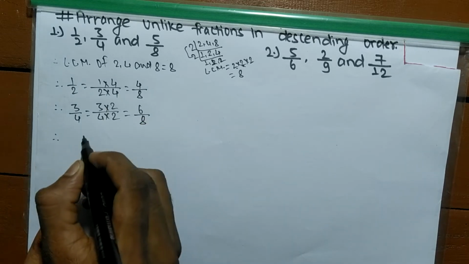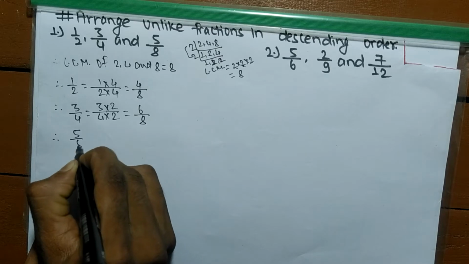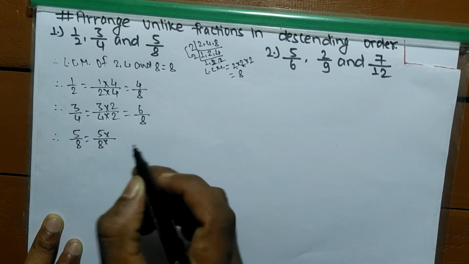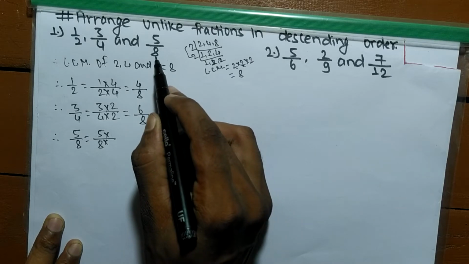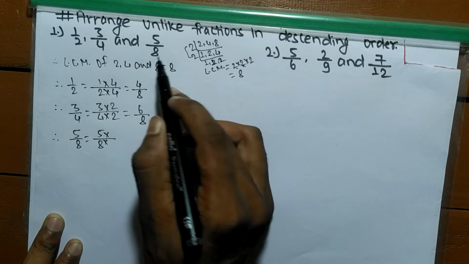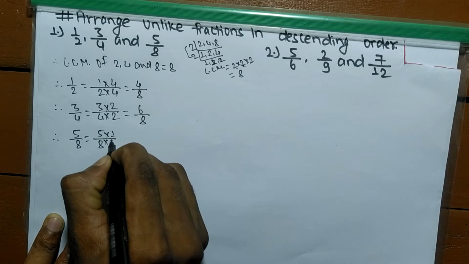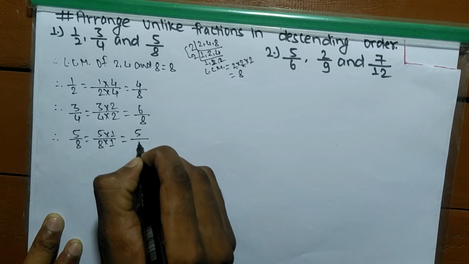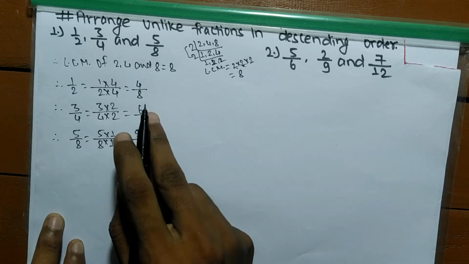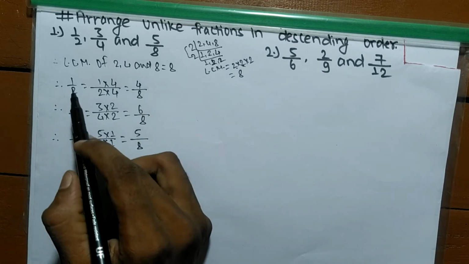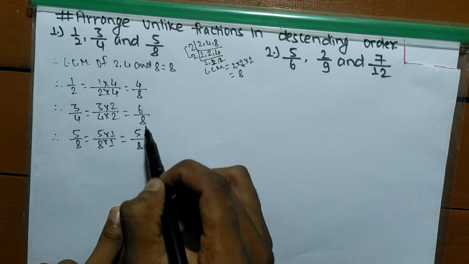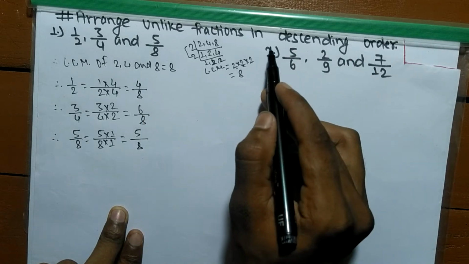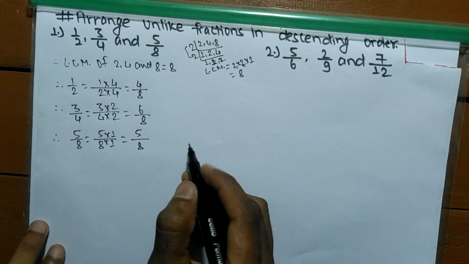Likewise, the third fraction is 5 by 8. So the LCM is 8 and the denominator is also 8. So 8 divided by 8 is 1. So 5 times 1 is 5, and 8 times 1 is 8. So as you can see here, we have converted all these unlike fractions into like fractions. Now we arrange them in descending order.